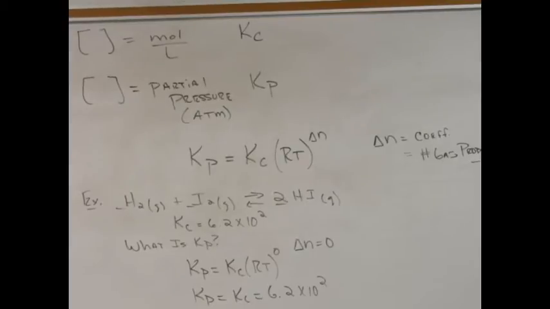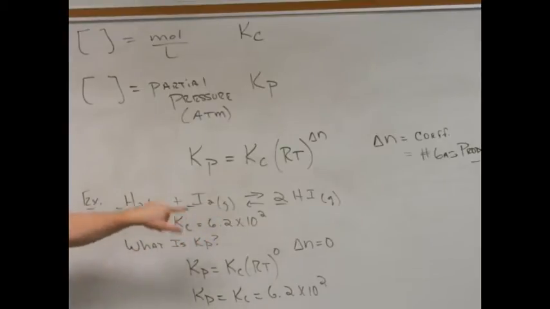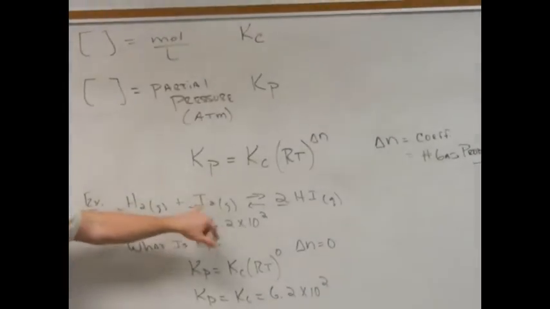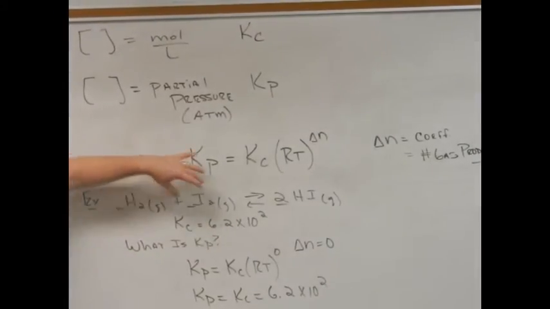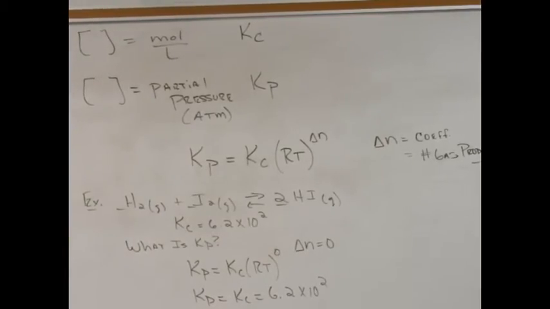How could delta N be 0 for that? 2 on this side, 2 on this side. So 2 minus 2. There's a 1 in front of this and a 1 in front of this. These are both gases. They add up to 2. It's balanced. Well, anytime an equation is balanced, is the delta N always 0?